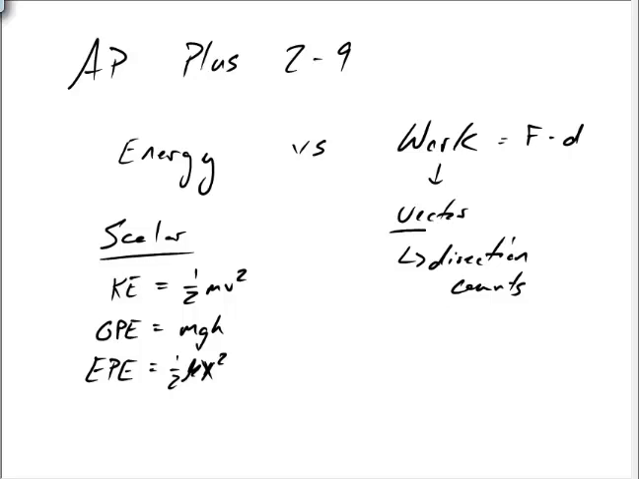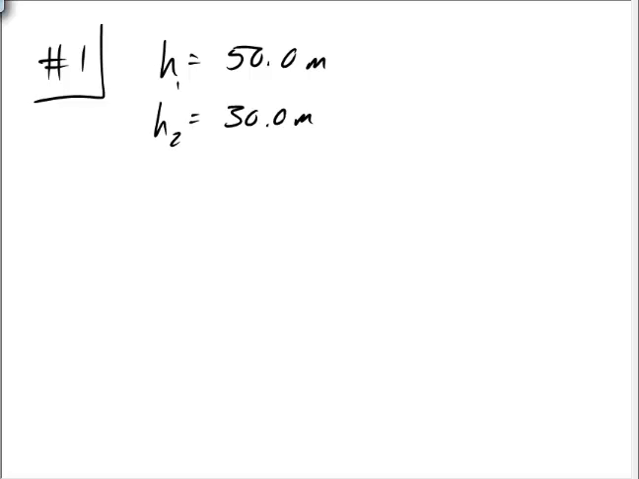Scalar, vector. They ask you to do some problems in the AP Plus. Let's look at number 1. It says a roller coaster is poised at the top of a hill that is 50 meters high. H is 50 meters. How fast will it be going when it goes over the top of the next hill on the track that is only 30 meters high? So H1, H2, 30 meters.